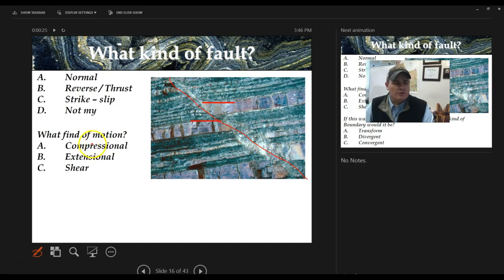Okay, what kind of motion is this? How do I get this block to go over top of the other block? Well, I have to push, right? So if I have my block systems here, to get that same kind of material where the hanging wall goes up over the other ones, I have to push on it. Okay, to get that push on it, that means that I have compressional force. So I have compressional motion here. Okay, so this is a reverse fault with compressional motion.